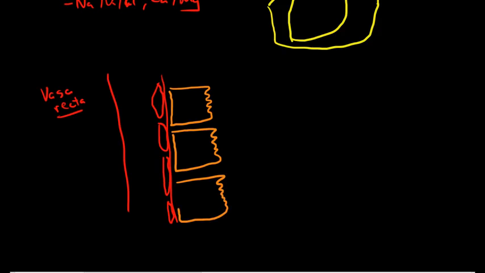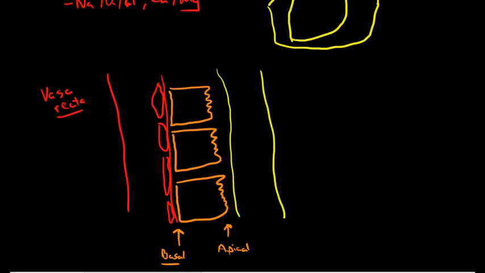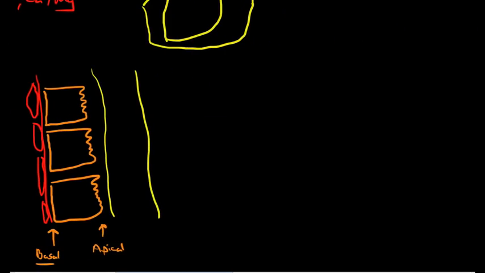So we have the basilar surface of these cuboidal epithelium cells up against the vasa recta, the capillaries, and the apical surface is pointing into the lumen of the tubules. Okay? Let me start out at the basilar surface, and I'm going to draw one big giant cell so we can see what we're talking about here.